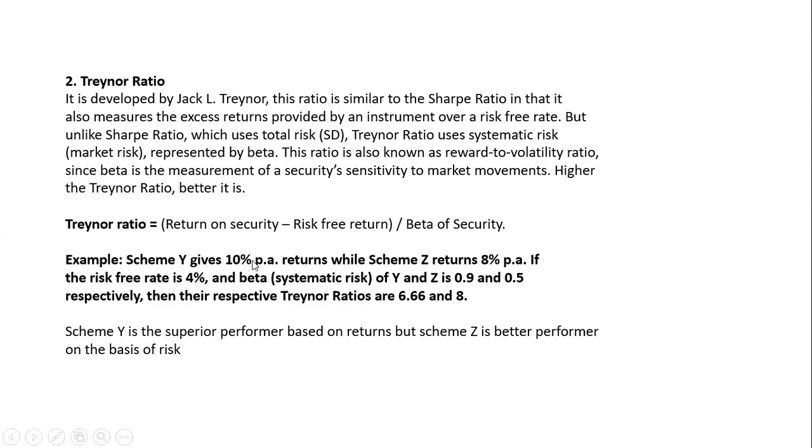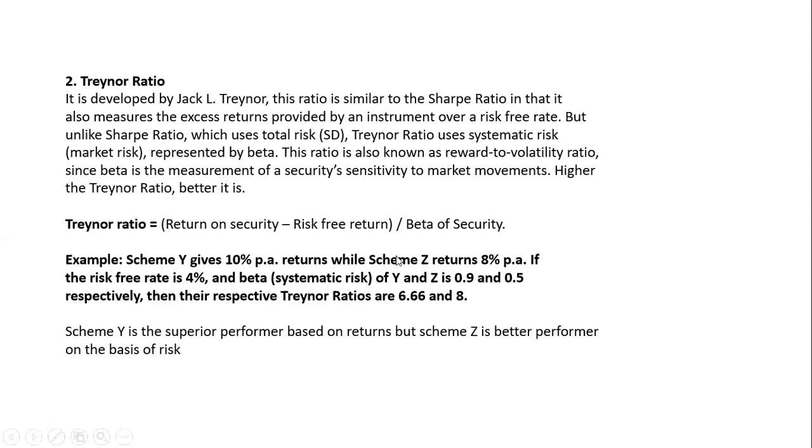Example: scheme Y gives 10% per annum returns while scheme Z gives 8% per annum returns. If the risk-free return is 4% and the beta of scheme Y and Z is 0.9 and 0.5 respectively, then their respective Treynor ratios are: first we calculate for scheme Y, 10 minus the risk-free return 4. The numerator is 6. 6 divided by beta 0.9. The answer is 6.66667.